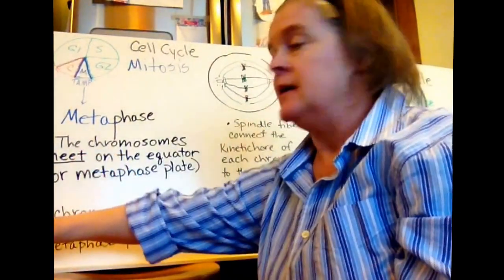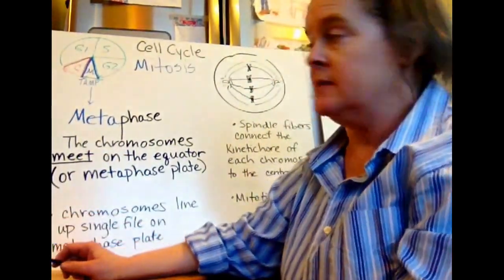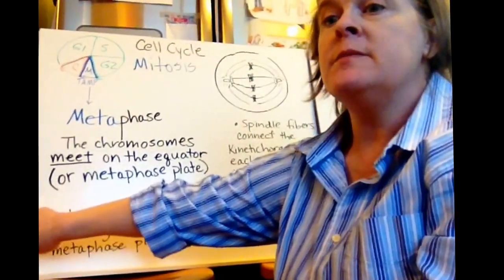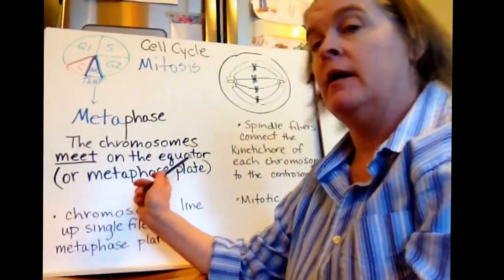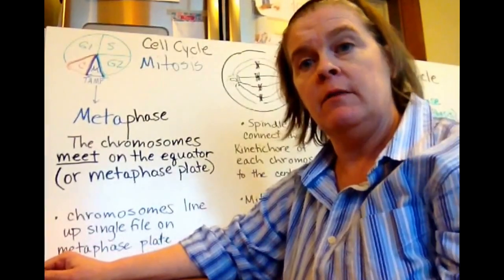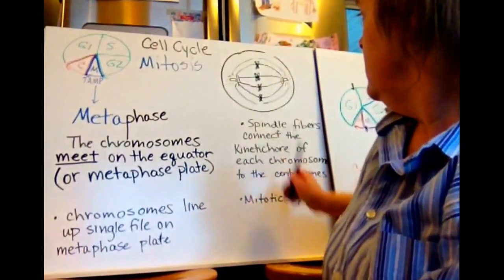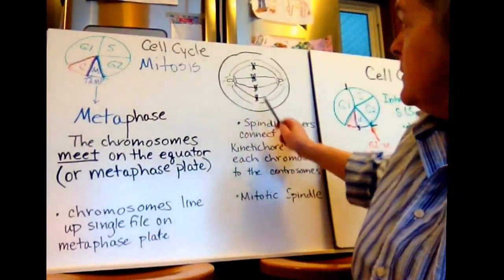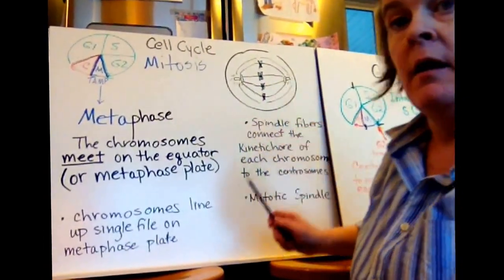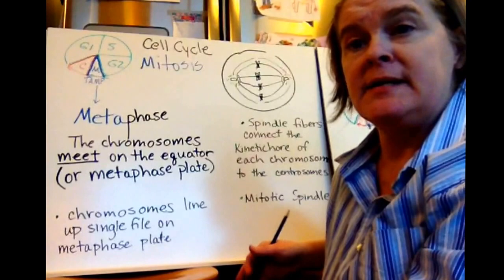Metaphase is the second part of mitosis. The chromosomes meet on the equator, or otherwise the metaphase plate. Here we have the spindle fibers forming, and that's known as the mitotic spindle.